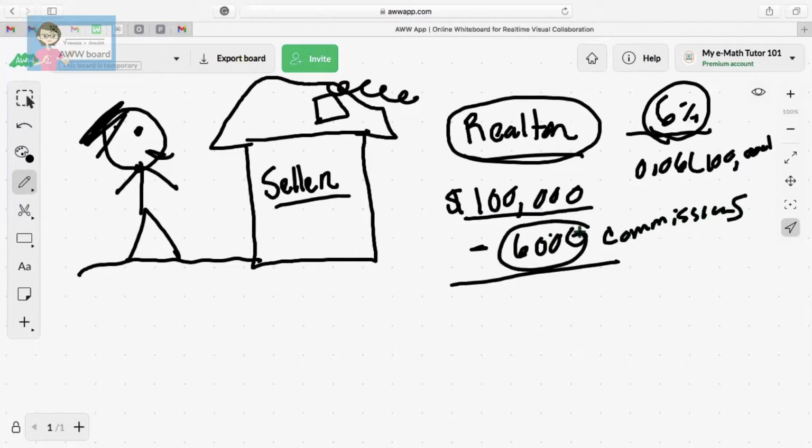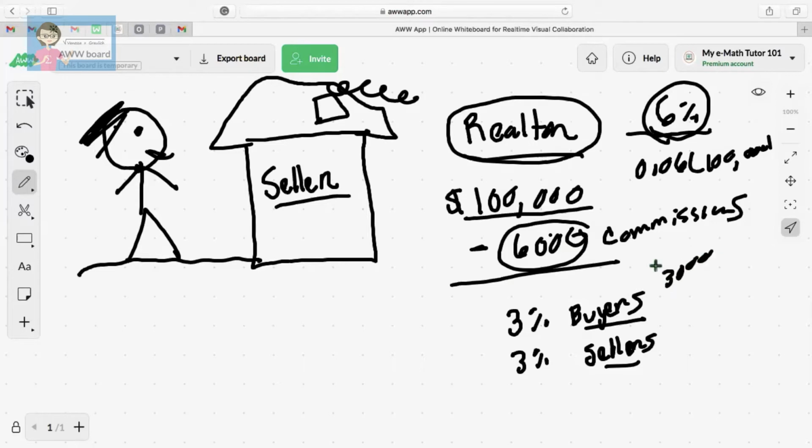Now, the $6,000 is going to be split. You're going to have 3% for the buyer's agent. Again, these numbers change, but this is how the traditional process is. And then you're going to have 3% for the seller's agent, okay? So for example, when you sell your house, you have the $6,000 commission. Whoever brought the buyer is basically going to walk away with $3,000. And the seller's agent, the one you tell, listen, this is my house, is going to walk away with another $3,000.